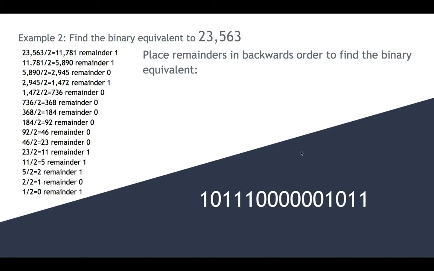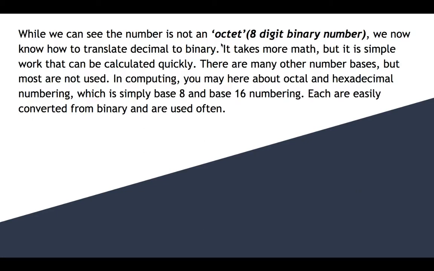10111000001011. That is our binary equivalent to 23,563 in decimal form. Now, while we can see the number is not an octet or 8-digit binary number, we now know how to translate decimal to binary. It takes more math, but it is simple work that can be calculated quickly.